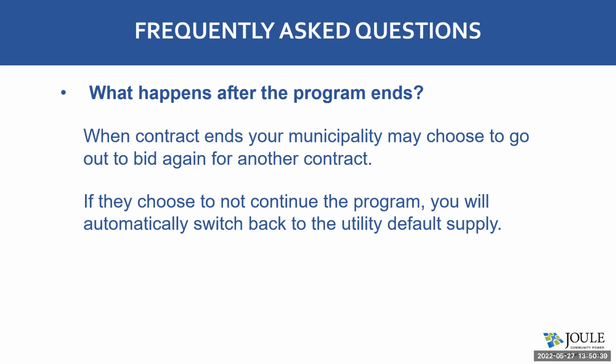But if for some reason they go out to bid again and there's no good options, or there's nothing good in the market at that time, then you'll just be automatically switched back to the utility default supply. So most likely what you're on right now. And again, we would also notify you of when that's happening and what to expect then.